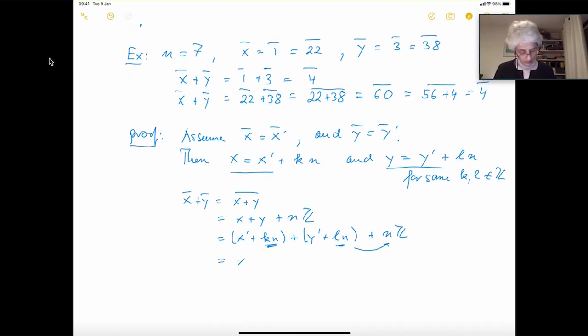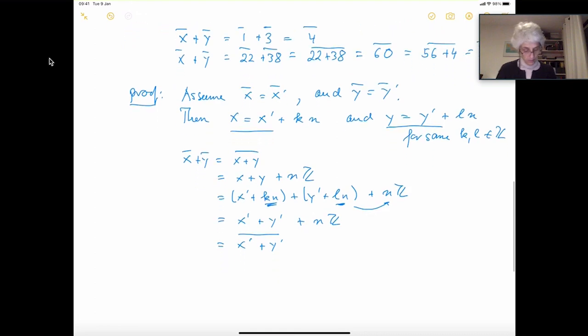But now I can see this part and this part are completely absorbed by the nZ. And I see that x dash plus y dash is the same as this. But then reading this backwards, this is just our coset for x dash plus y dash. And reading our definition backwards, this is by definition the addition of the cosets x dash and y dash.